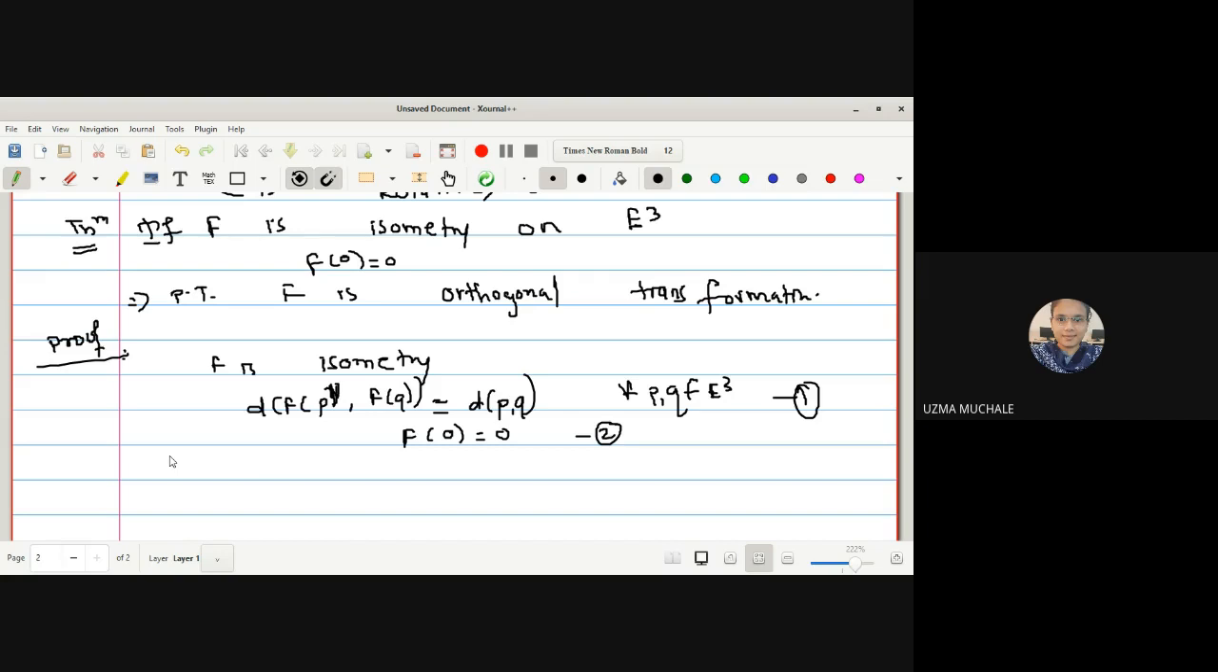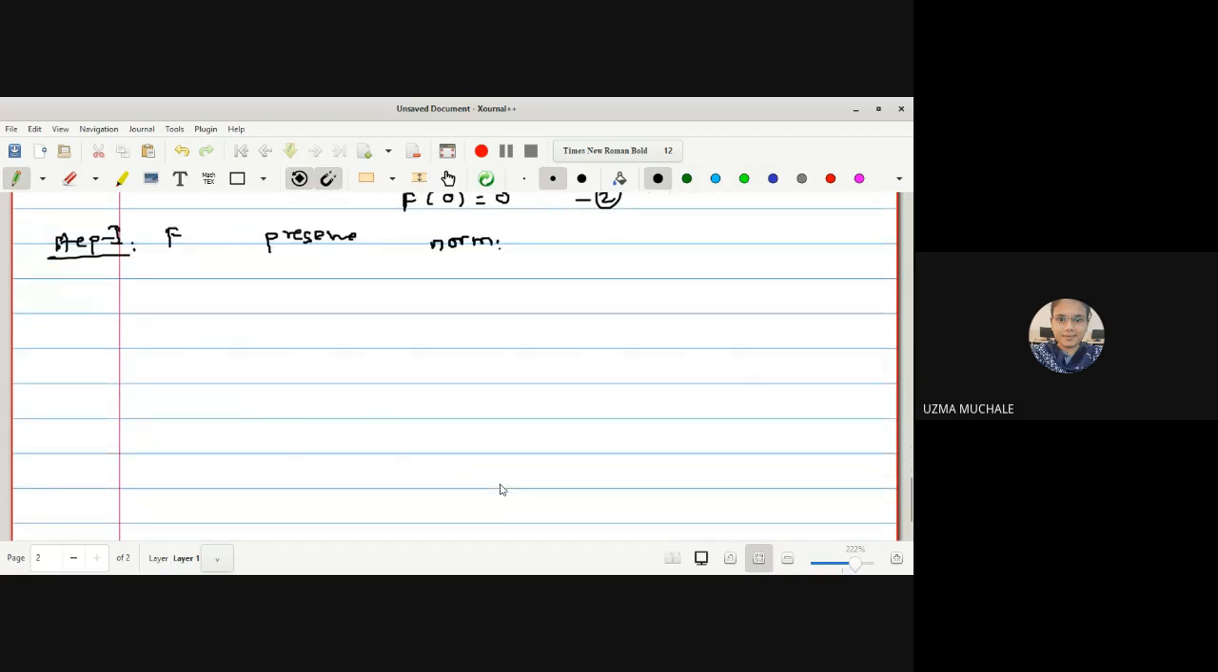Okay, so let us first prove that F preserves the norm. In the first step we will prove that F preserves the norm. If we prove F preserves the norm, in the second step we can easily prove that F preserves the dot product. So let us start with whatever is given to us.